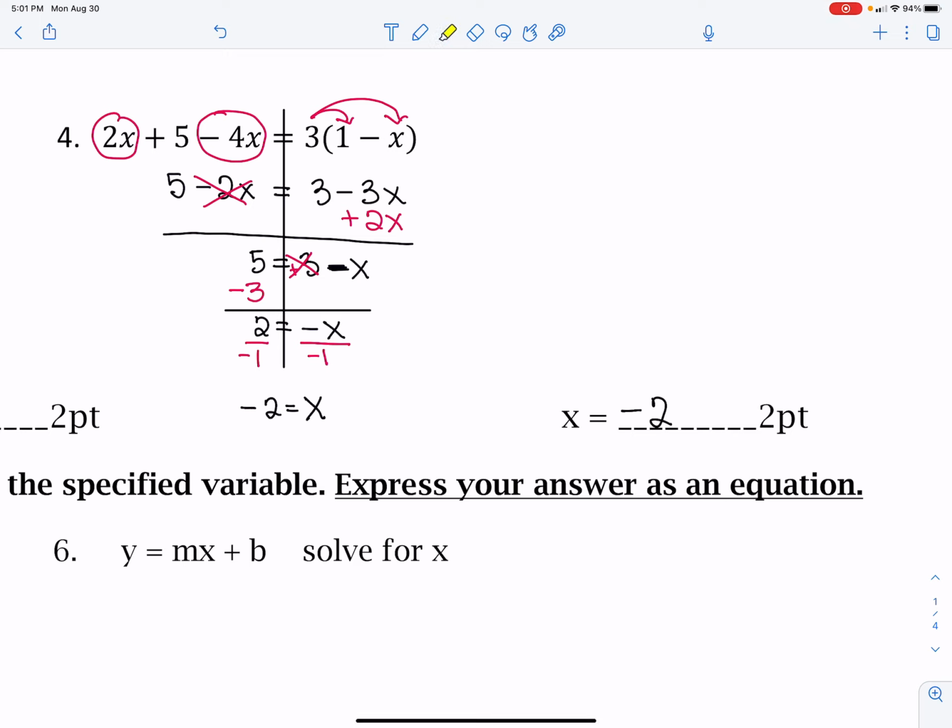So just to point out, had I originally taken the negative 3x and moved it to the left side, my answer would have still come out the same. The only thing is I wouldn't have had to complete this last step right here in the order that I did.